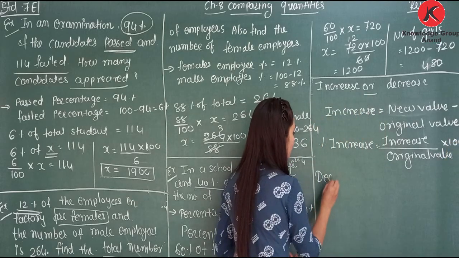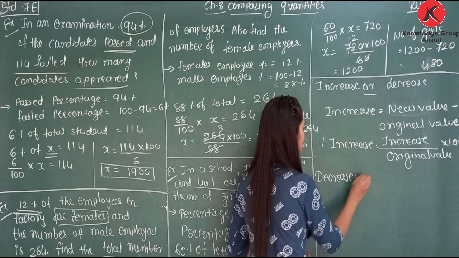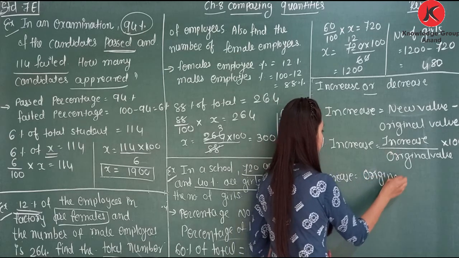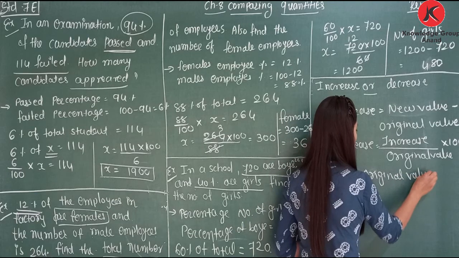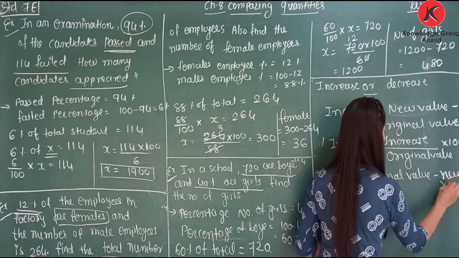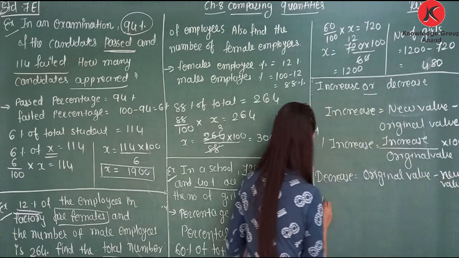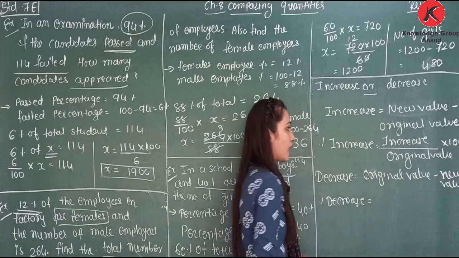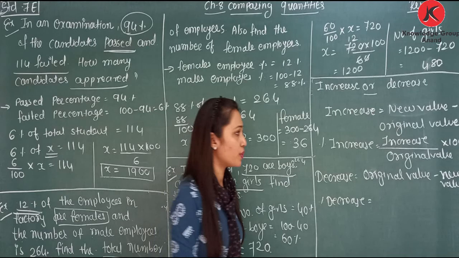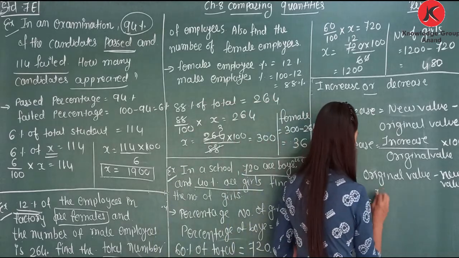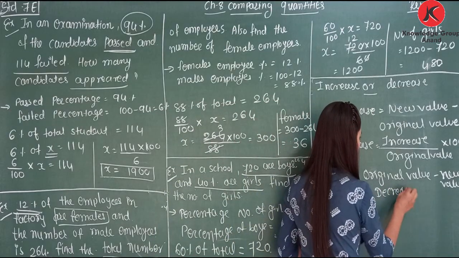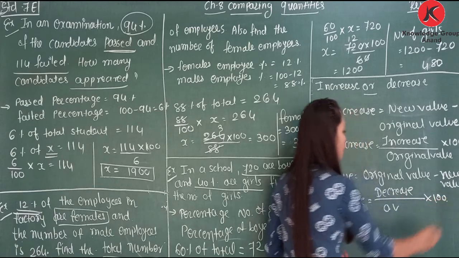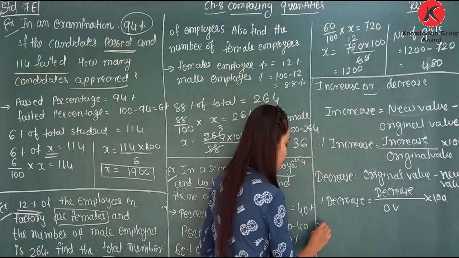Same, decrease is equal to original value minus new value, and percentage decrease, always original value you need to take in a denominator for percentage of increase and decrease. Divide original value multiply 100.